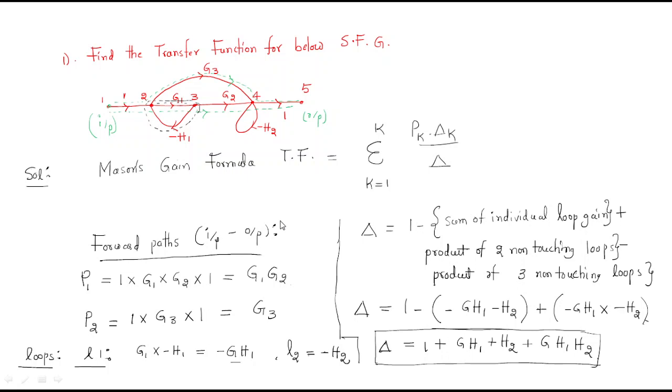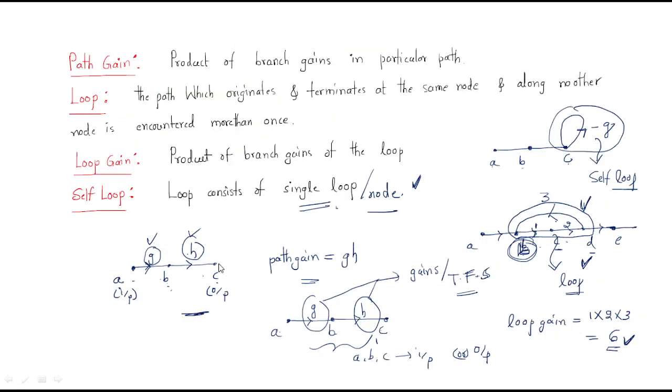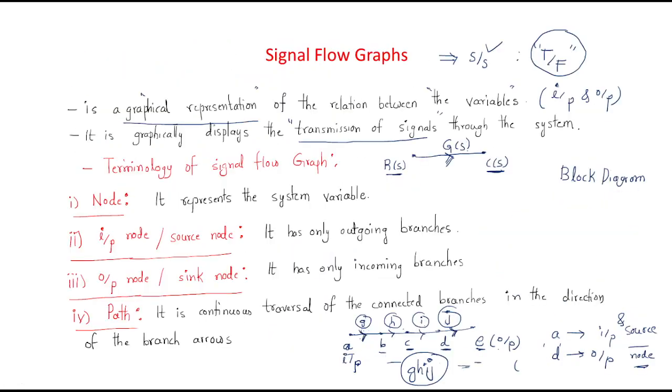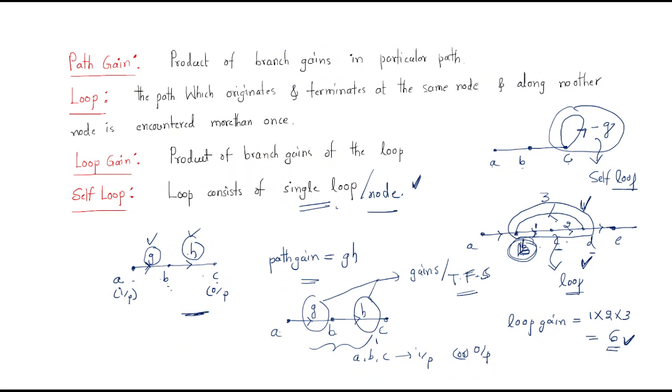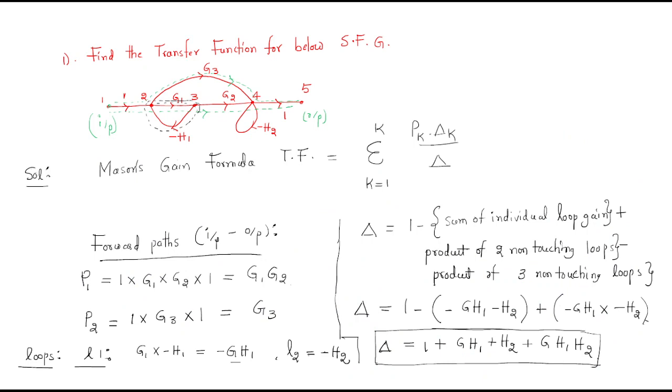This is the procedure to find the transfer function of any given signal flow graph. I think all of you understand this session. These signal flow graphs are very important, and they are the shortened form of block diagrams, so they are more widely applicable than block diagrams. I hope all of you understand the session. Thank you.